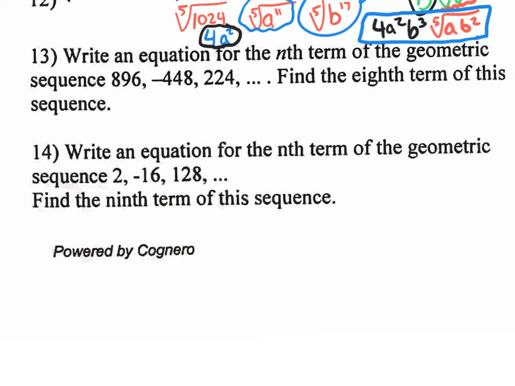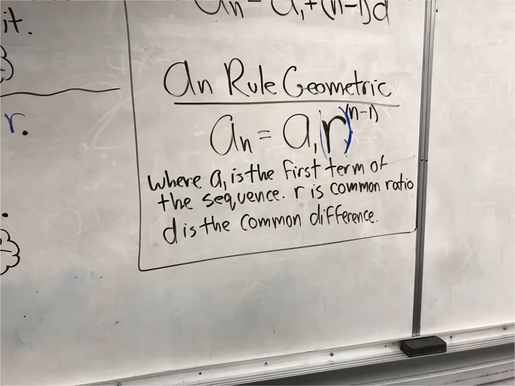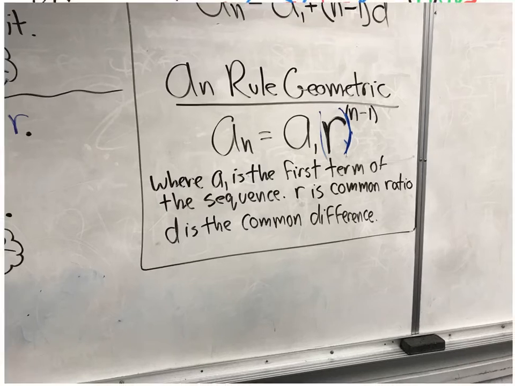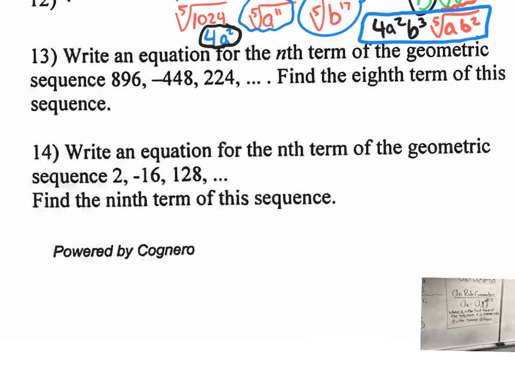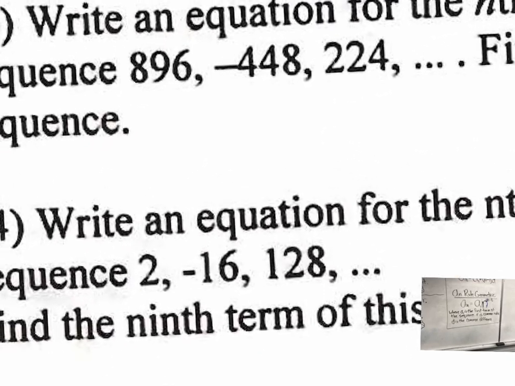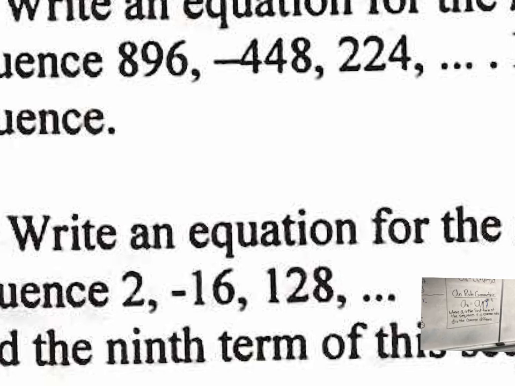Equation for the nth term of the geometric sequence. What you need to know is this. You'll be able to create the a sub nth rule. You'll be able to write the equation. So let me zoom in and rewrite the a sub nth equation, and that's a sub n equals a sub 1 times r to the n minus 1 power.